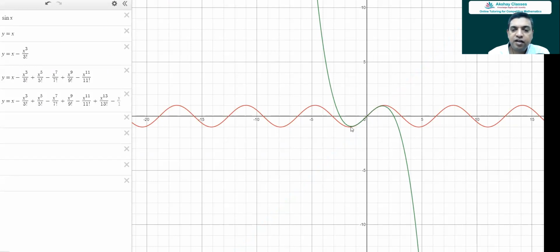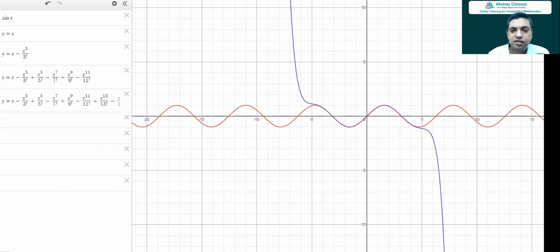And away from 0, almost like less than minus pi by 2 and greater than pi by 2, there is a lot of difference. The two curves diverge. Now I add more terms. So here, the next series that you are seeing, I have 1, 2, 3, 4, 5, 6 terms. So six term approximation.